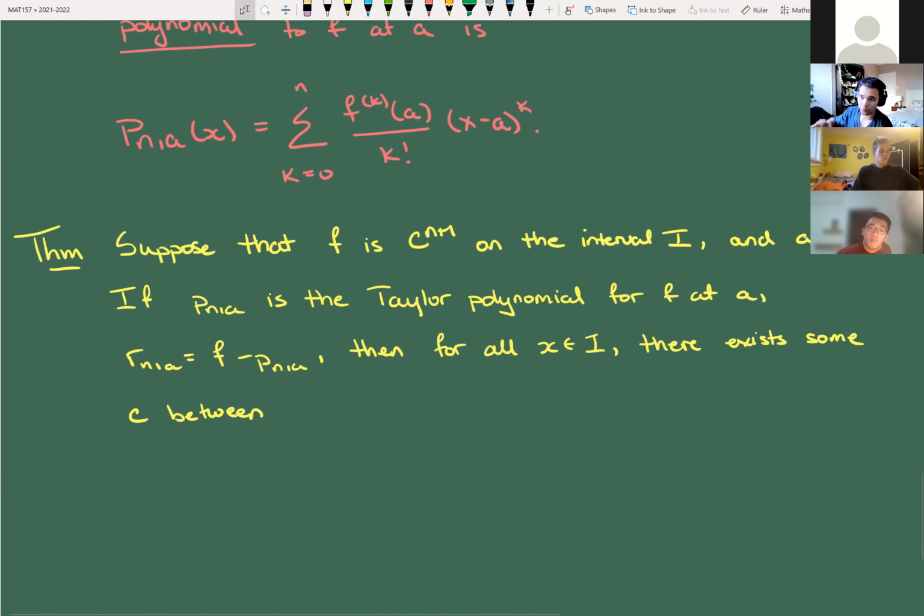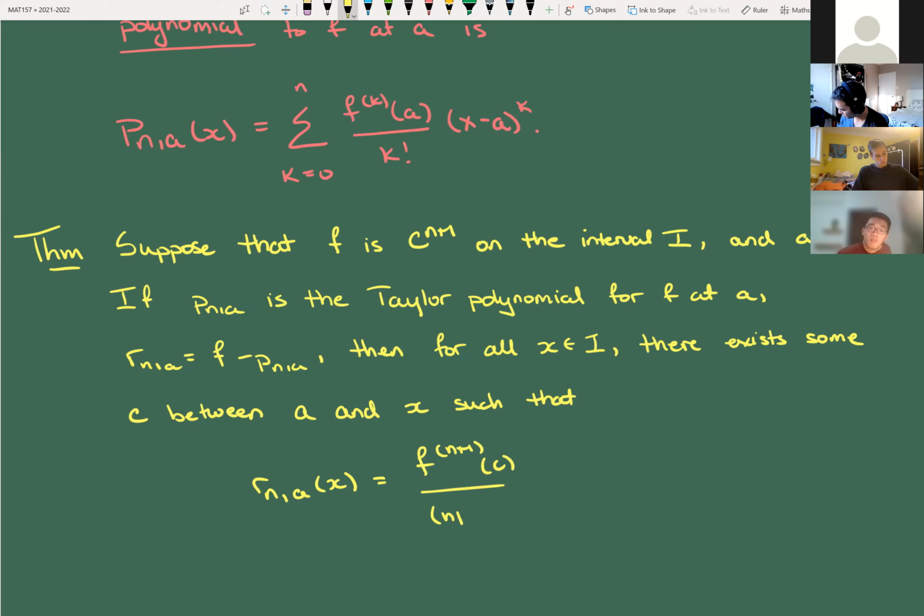And then when we actually do the proof, I'm going to assume that x is to the right just to make life a little bit easier. So there exists some c between a and x such that R_n,a(x), let me just make sure I get the formula right, is f^(n+1)(c) divided by (n+1) factorial, times (x minus a) to the n+1.